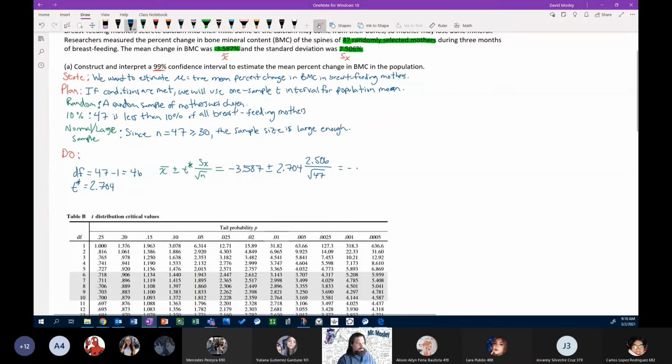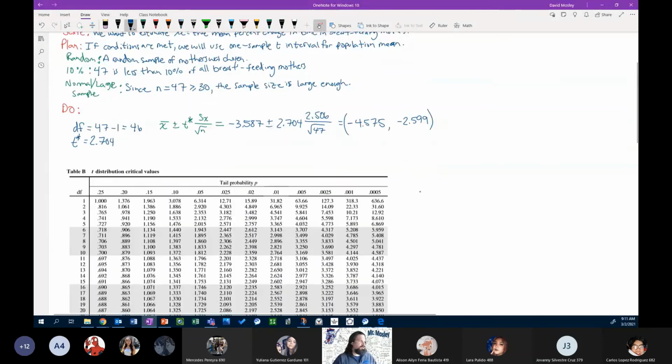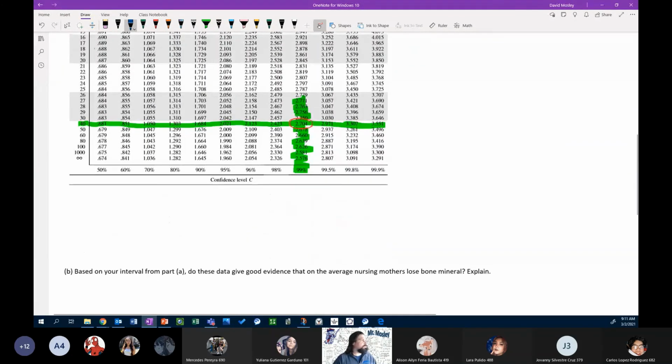We put this all through the calculator and we get negative 4.575 up to negative 2.599. So this produces our interval. That's the do part. We've done the math, and now we write our conclusion, which we'll put down here.